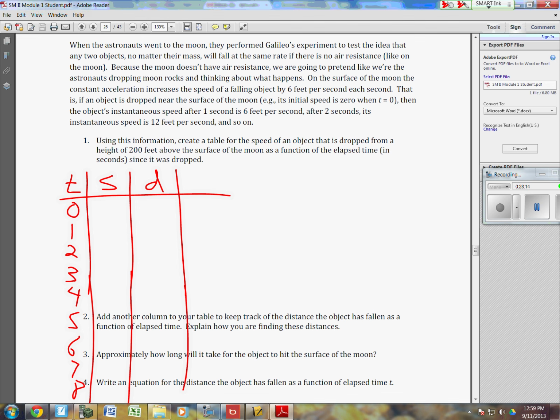what was the speed? What's the speed after 0 seconds? 0. After 1 second? 32. After 2 seconds? 64. After 3 seconds? After 4 seconds? After 5 seconds? 160 after 6 seconds? And after 7 seconds? Oh, wait, this is on the moon.